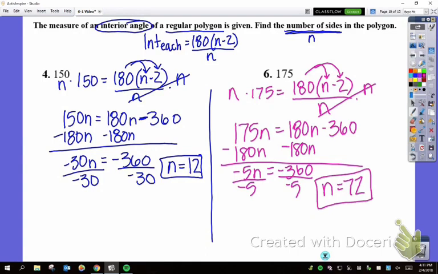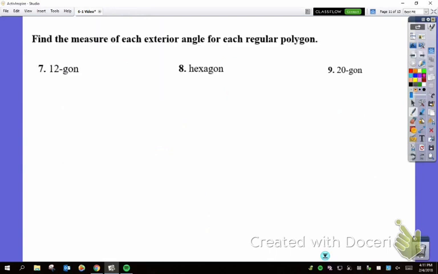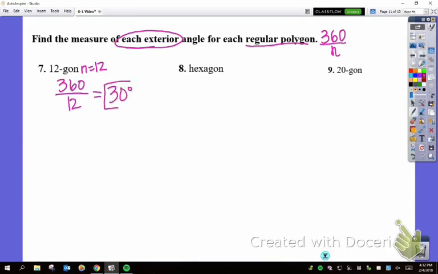Okay. So, moving right along, the next set says find the measure of each exterior angle. These are so easy. We do have regular polygons, and our formula is 360 divided by n, the number of sides. So, number 7, we have 360 divided by the number of sides, which is 12, because it's a 12-gon. Sometimes they're going to say 12-gon, and sometimes they're going to say dodecagon. And then 360 divided by 12 is just 30 degrees.